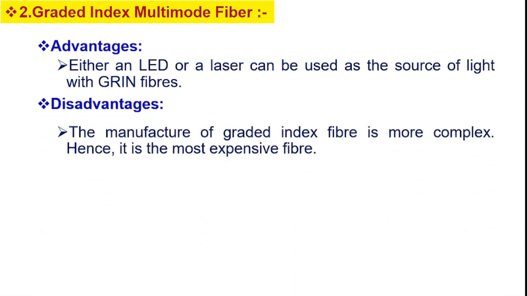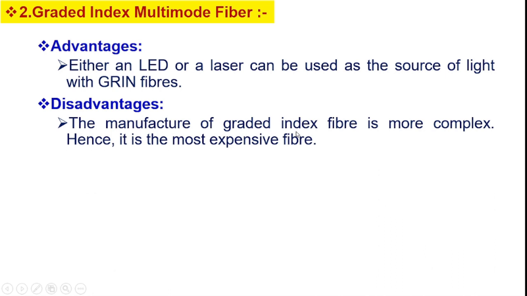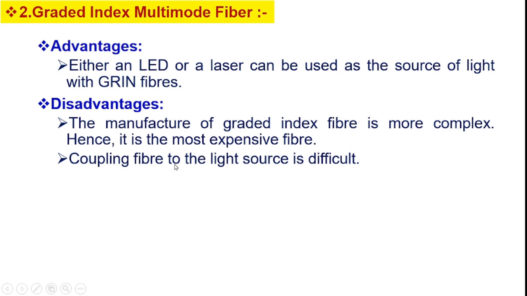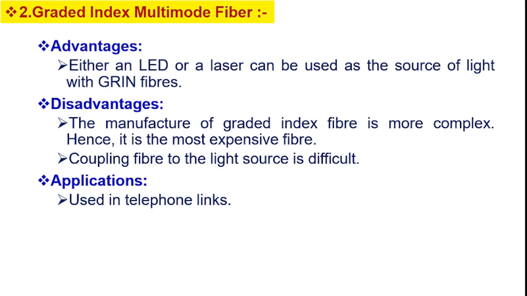And disadvantages is the manufacture of graded index fiber is more complex and it is the most expensive fiber. Coupling fiber to the light source is difficult. फाइबर को लाइट सोर्स से कपल करना कठिन होता है. And application part is it is used in telephone links.